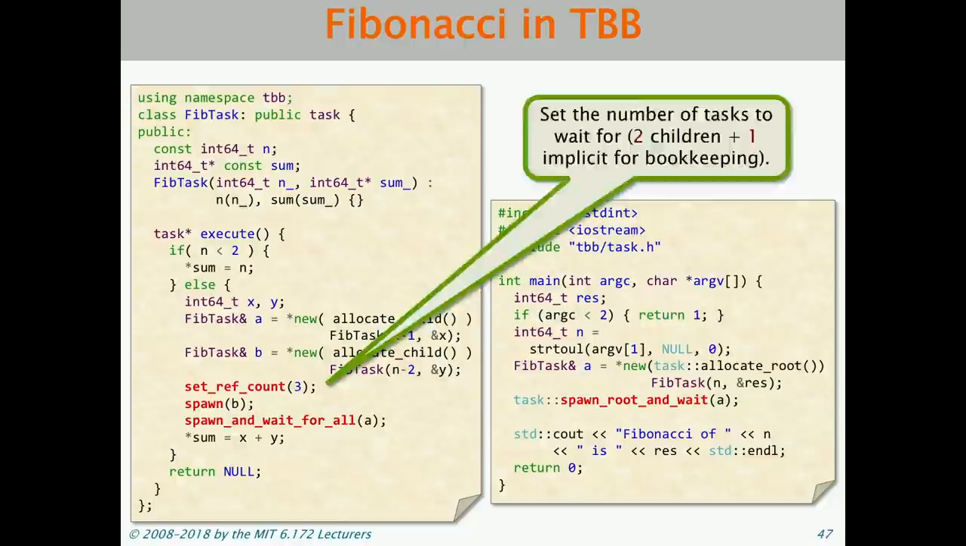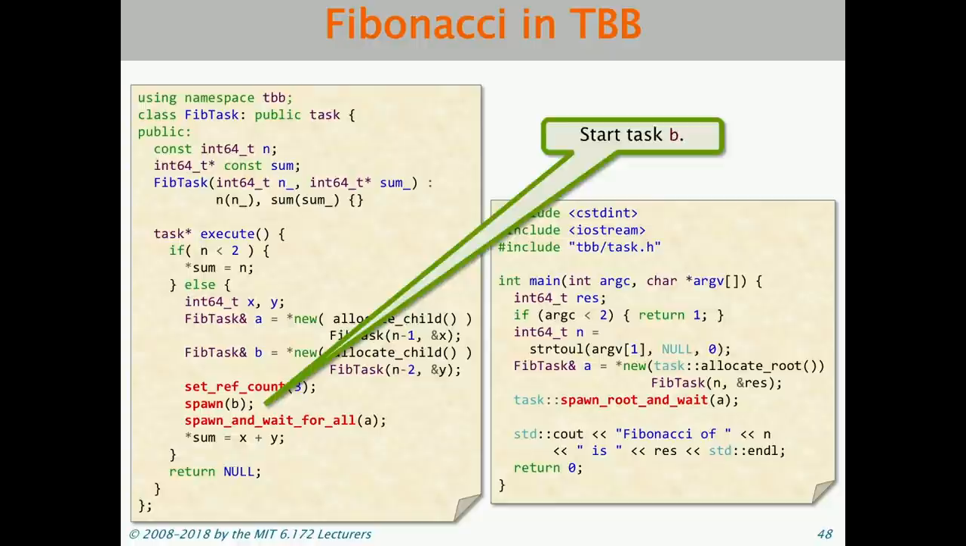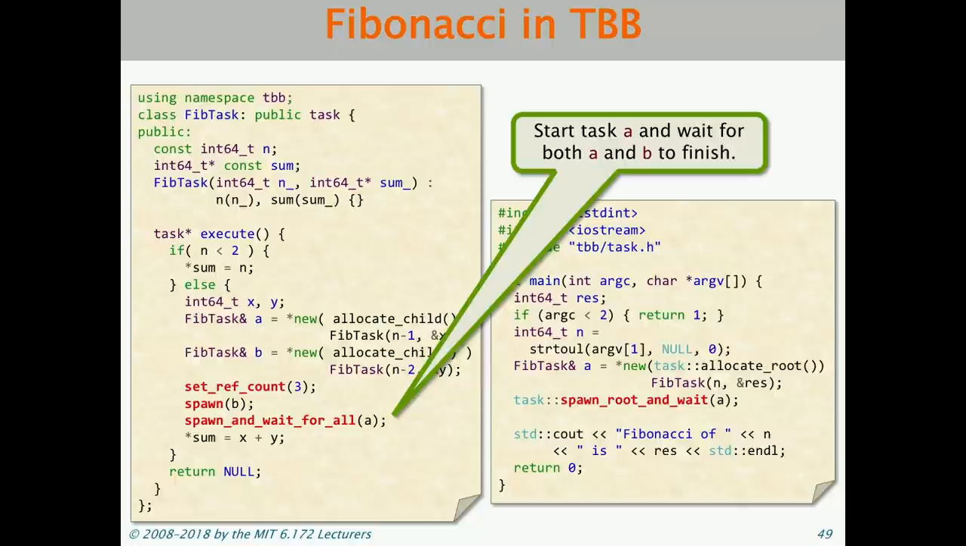Then after that, we start task B using the spawn B call. And then we do spawn and wait for all with A as the argument. This says we're going to start task A and also wait for both A and B to finish before we proceed. So this spawn and wait for all call is going to look at the ref count that we set above and wait for that many tasks to finish before it continues. After both A and B have completed, we can sum up the results and store that in the sum variable.